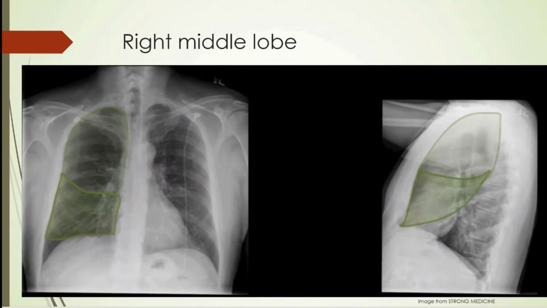And here is the right middle lobe. Again, the PA on the left and the lateral on the right. And you can see that the right middle lobe overlies the heart, the right side of the heart border there. So if you happen to get a pneumonia or you get an X-ray that has this side of the heart obscured and you can't see it, that would indicate that there's an infiltrate there, which could be a pneumonia and so forth.